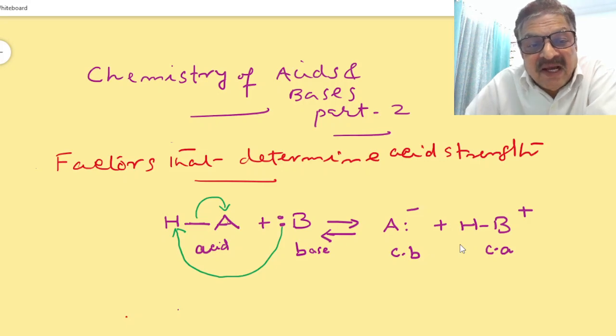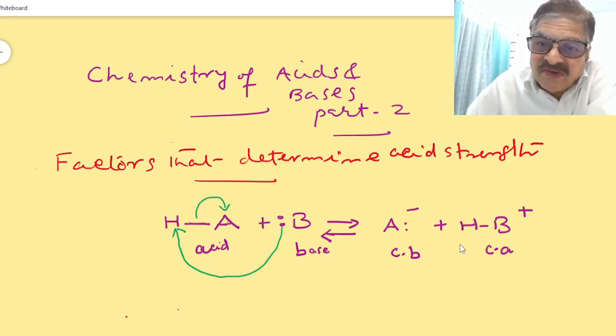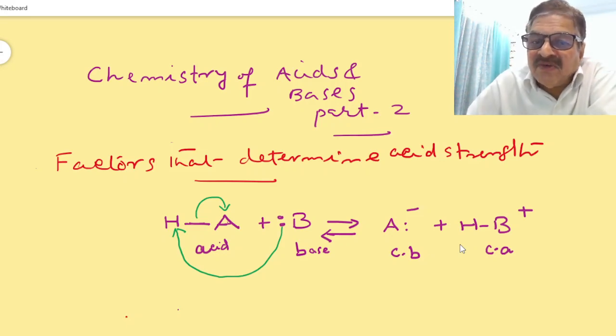That means the strength of the acid HA is determined fundamentally by the strength or stability of the conjugate base. The more stable the conjugate base, since it is an equilibrium reaction, the equilibrium will be shifted towards the conjugate base. That is, the more stable it is.